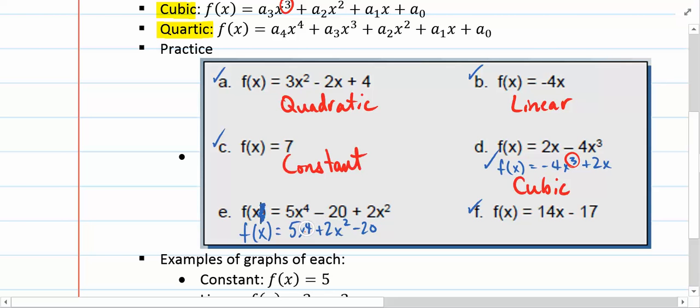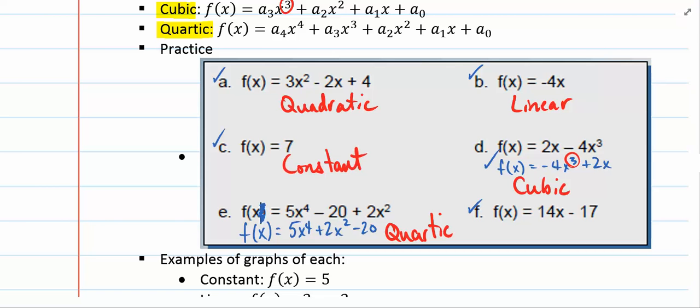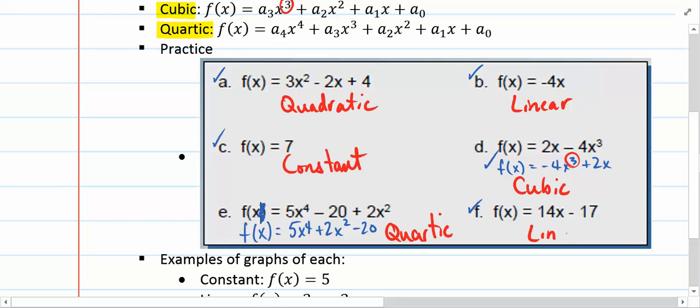Option E has a fourth power in its leading term. So this is an example of a quartic polynomial. And option F also has an exponent of 1, just like option B. So we would say that that is a linear polynomial.